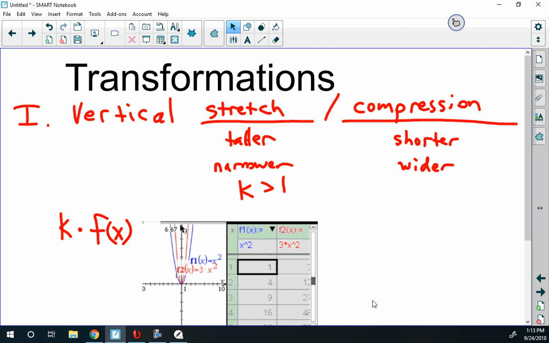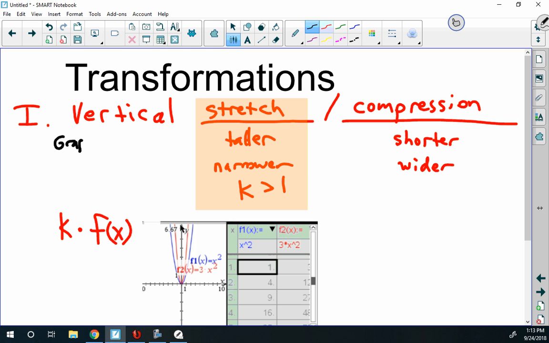Okay? So just to be clear on what we're talking about, with vertical stretches the graph is taller, the graph looks narrower, and our K value is bigger than 1. So maybe I'll put these headings here. The y values are taller, the graph looks narrower, and our K value is bigger than 1 whenever we have a vertical stretch. So far, so good?